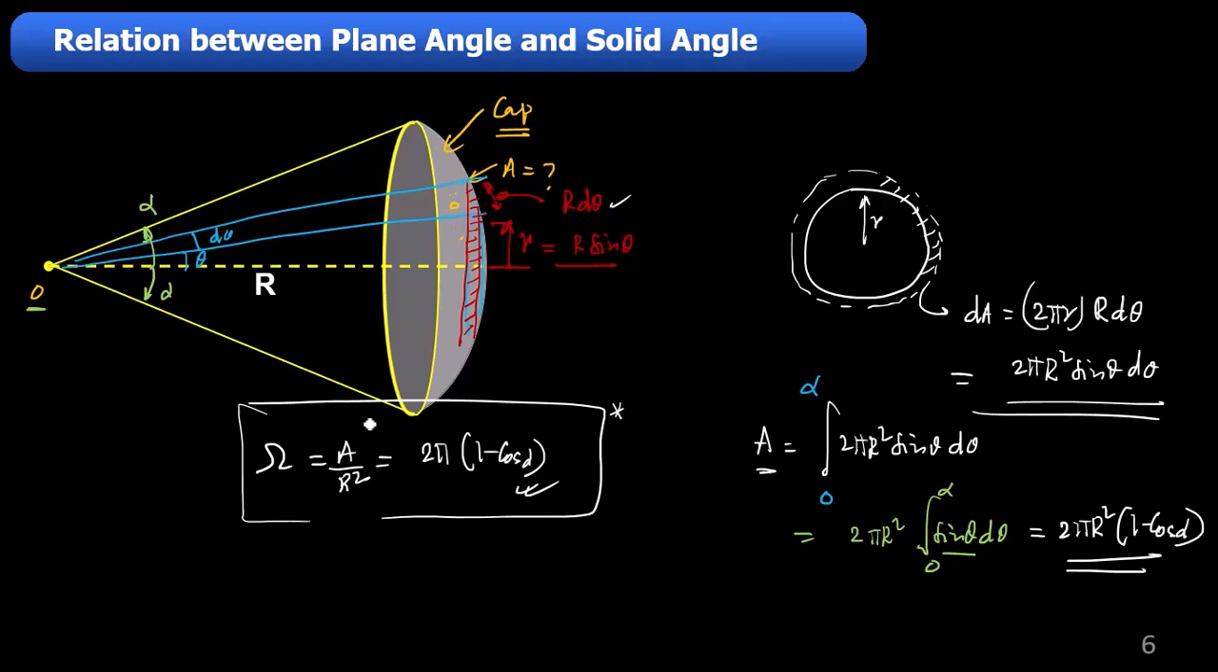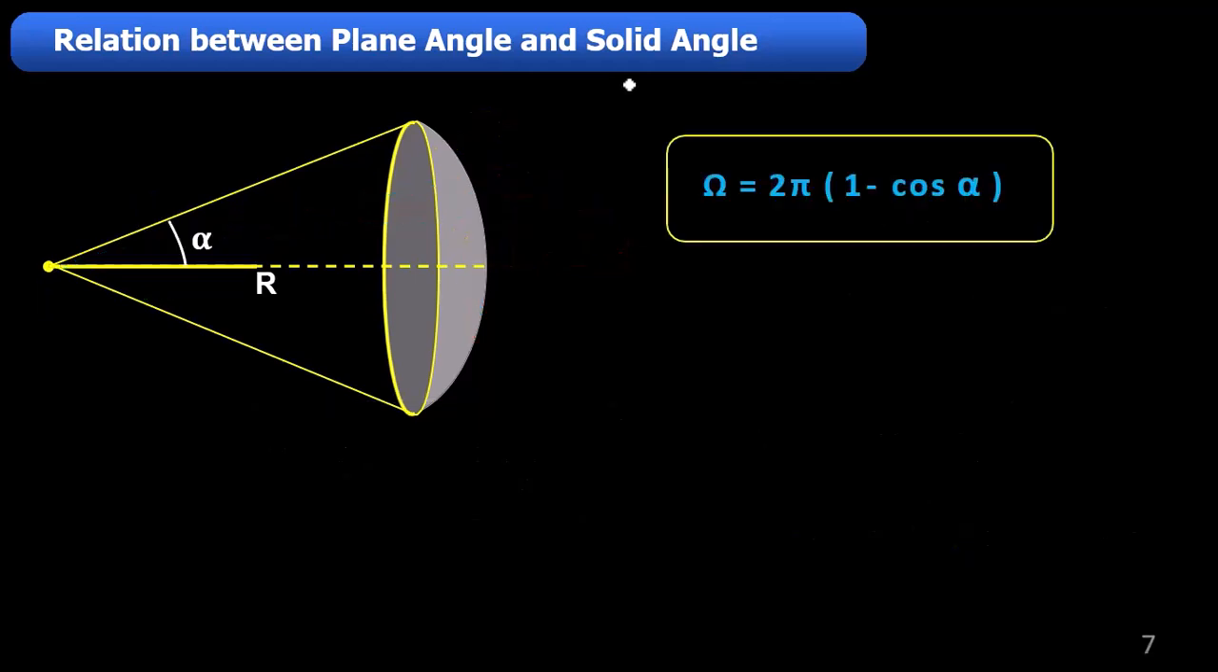Okay, let us start with the application part. This is the sigma number that I am talking about. Sigma equals 2 pi into 1 minus cos alpha, where alpha is the plane angle. So this is the relation between the plane angle and the solid angle.